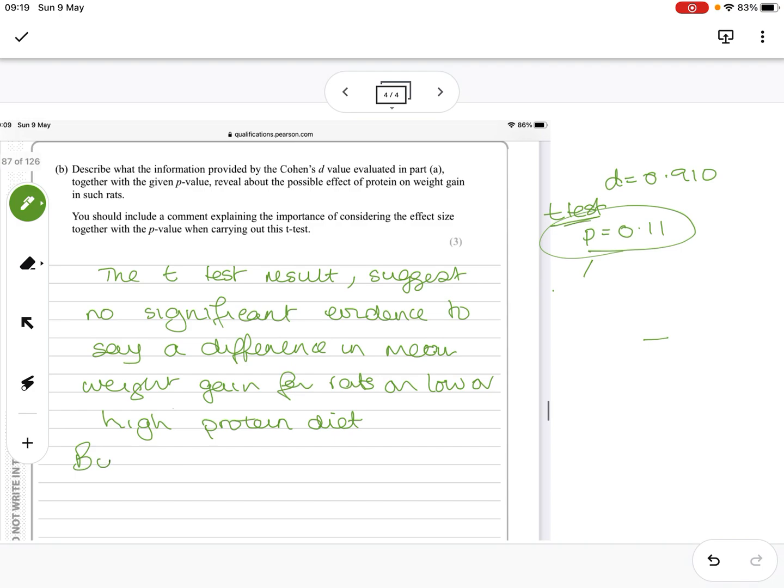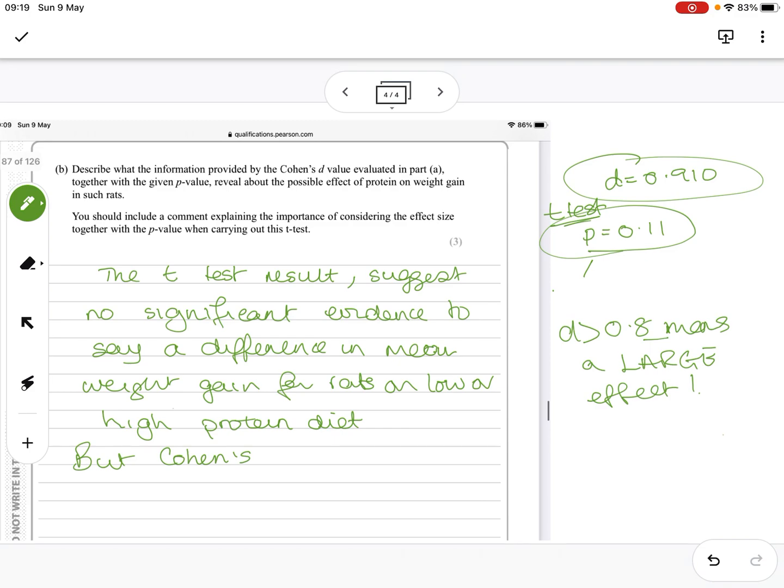Okay, but the Cohen's d, that is big, because we've been told that Cohen's d greater than 0.8 means a large effect. So this implies that there is a large effect, which means the high protein diet resulted in higher mean weight. So we think there is significant evidence. So Cohen's d implies a large effect, i.e. high protein means high mean weight.